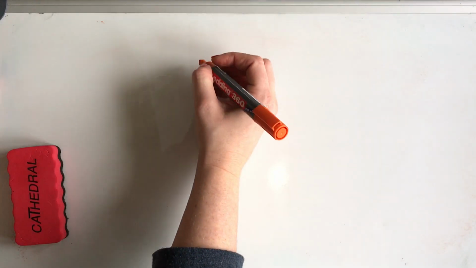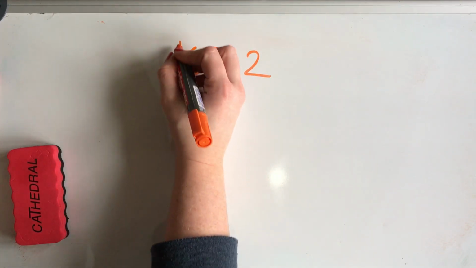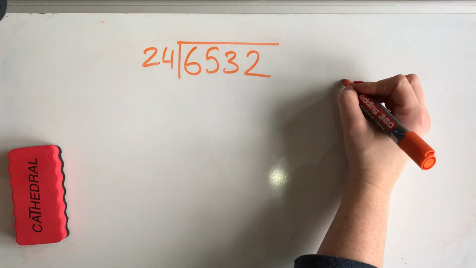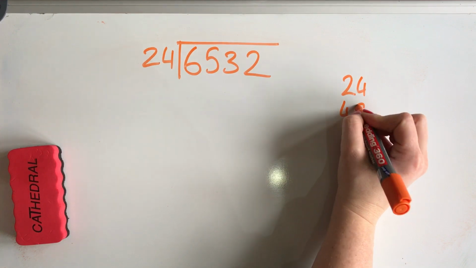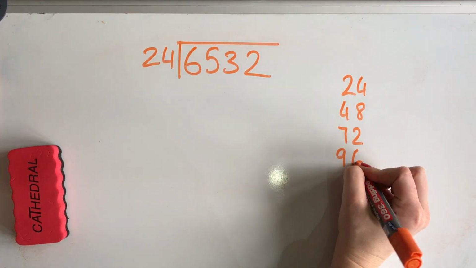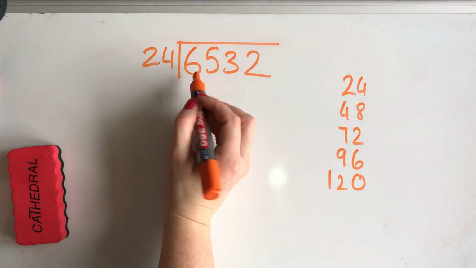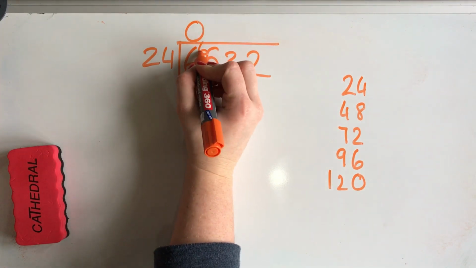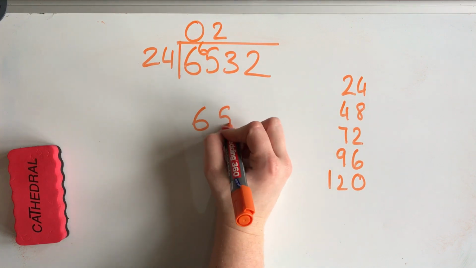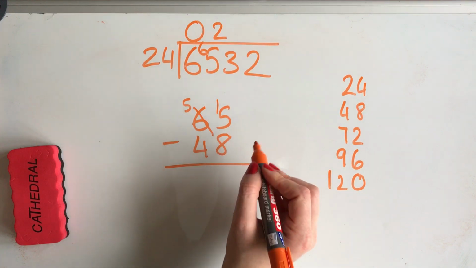And then my last example is 6,532 divided by 24. So 24, 48, 72, 96, 120. I'm going to stop there. So how many 24s in 6? There's 0, carry my 6. How many is 65? Well, there's 2, and I need to do 65 take away 48, which will leave me with 17.